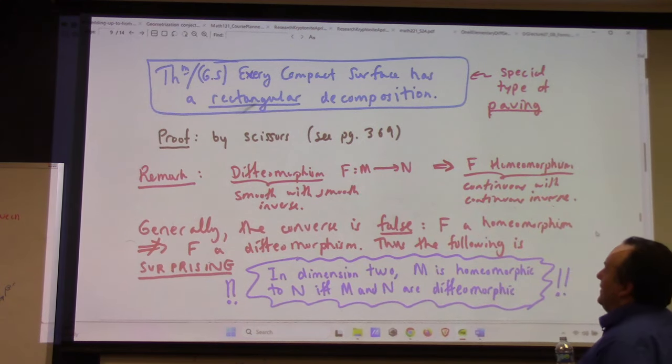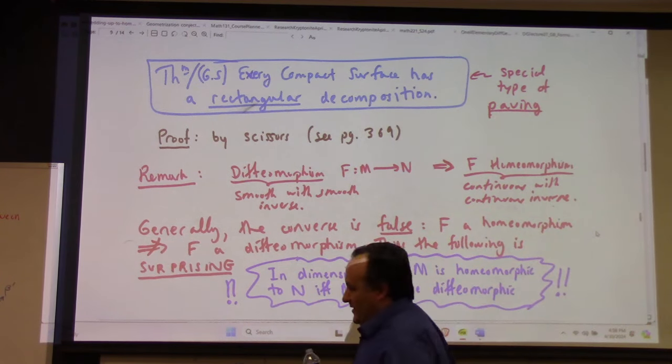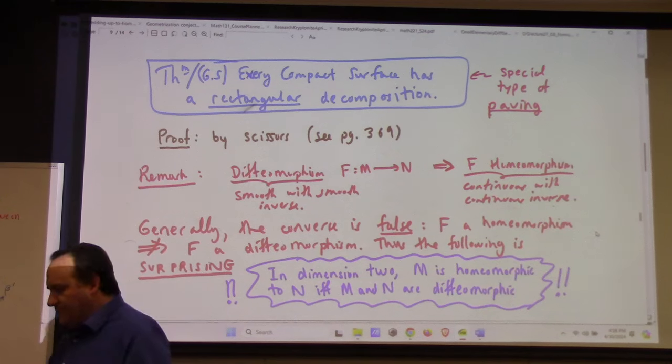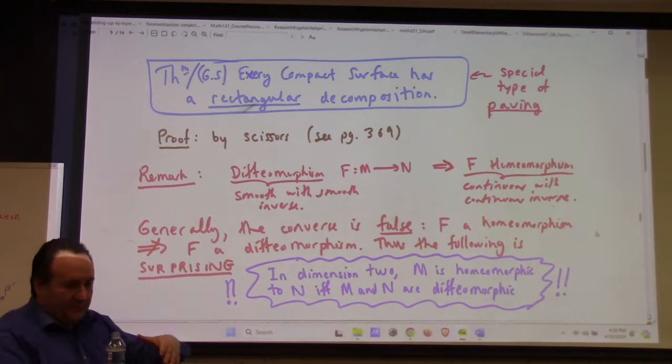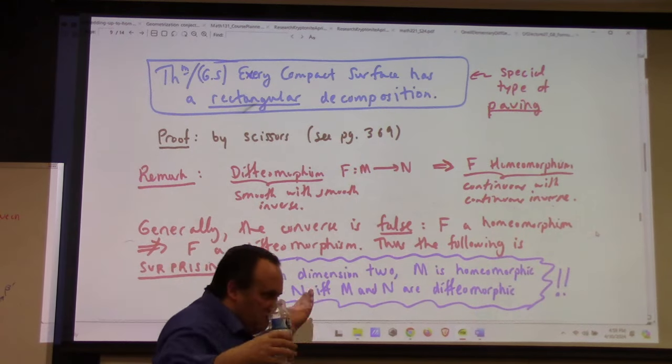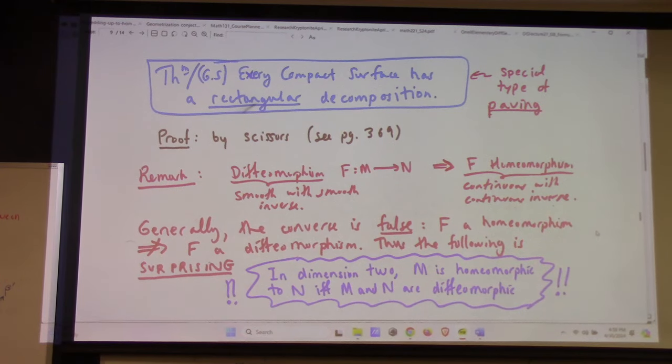Okay, so every compact surface has a rectangular decomposition. So what does that mean? Basically, you can take a surface that's compact, and you can chop it up into little rectangular bits, such that the union of those curved rectangular bits is the whole thing. That's the claim. Now, proving that, well, he says the proof is by scissors. If you look at page 369 of O'Neill's book, you'll see a proof there.